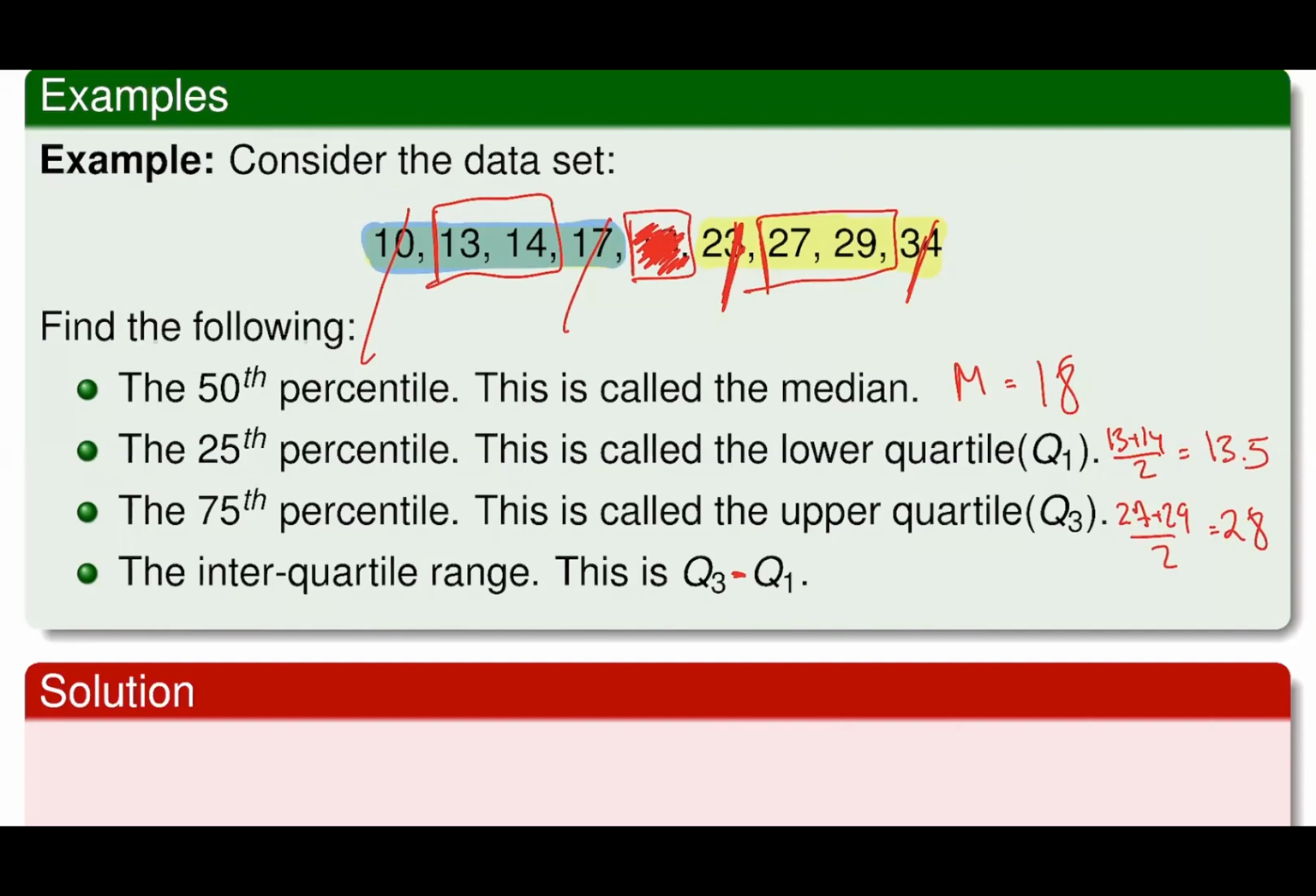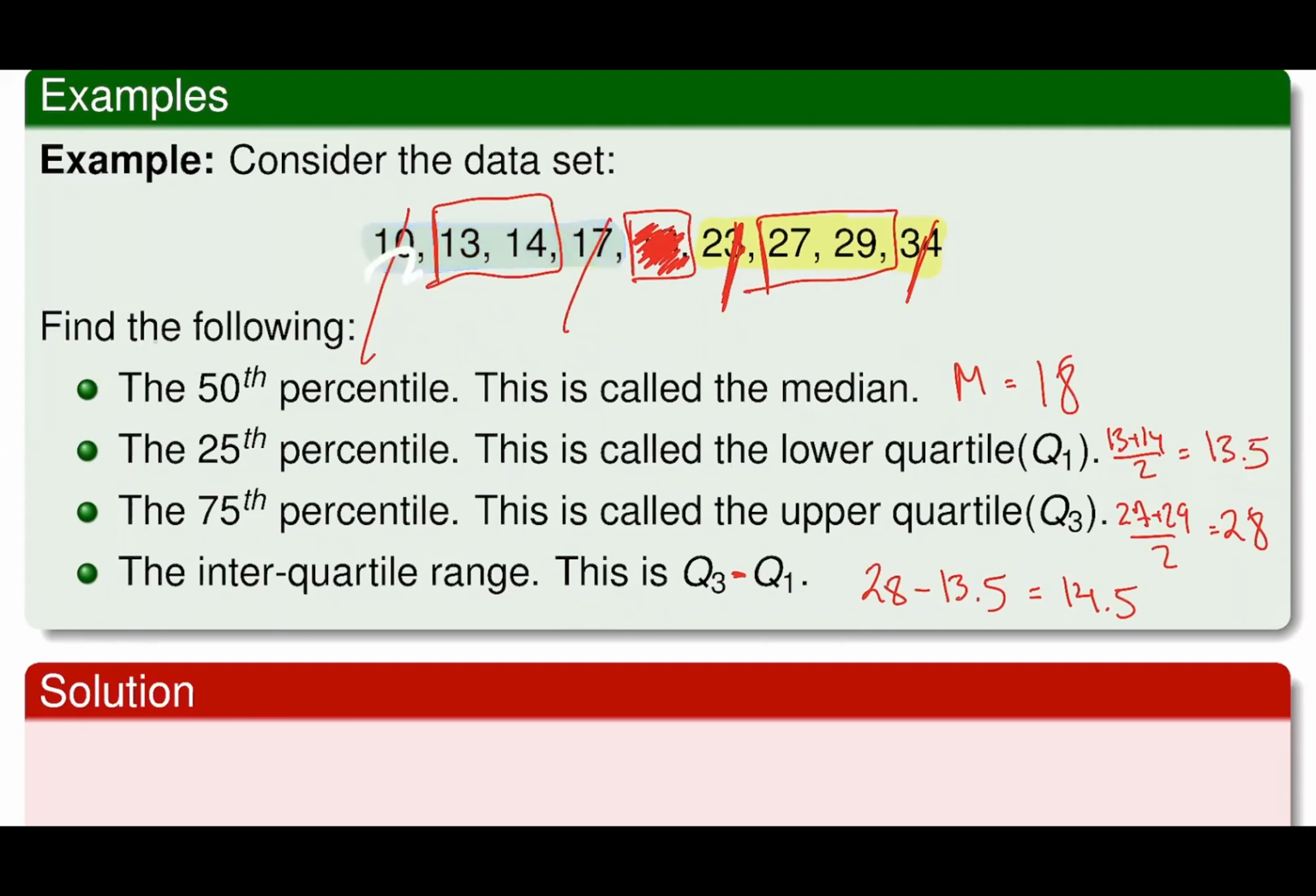All right, so I got quartile 1, which is 13.5. I got quartile 3, which is 28. So the last thing I'm going to do is find the interquartile range, which is Q3 minus Q1. So you have Q3, which is 28, and Q1, which is 13.5. So if I do 28 minus 13.5, you get 14.5. And we're all done with this problem.